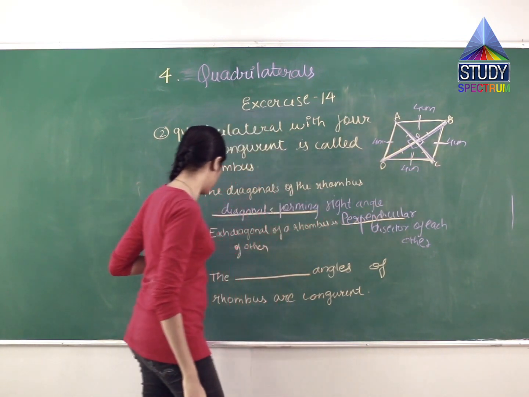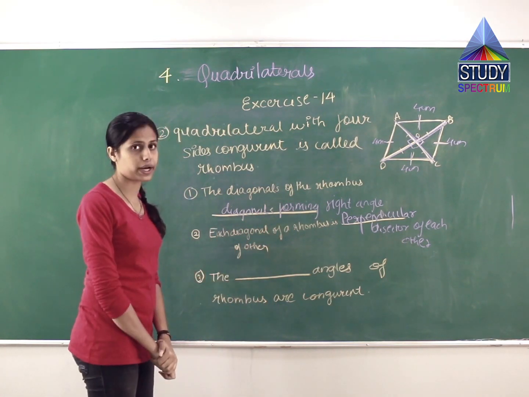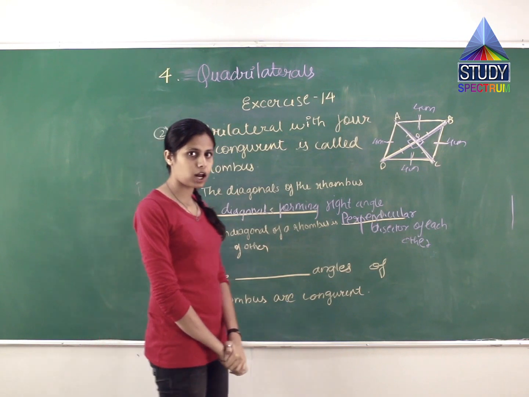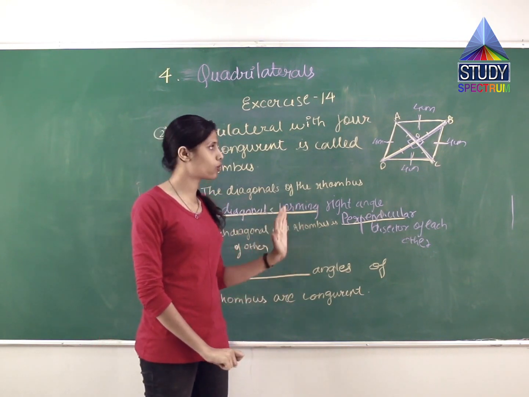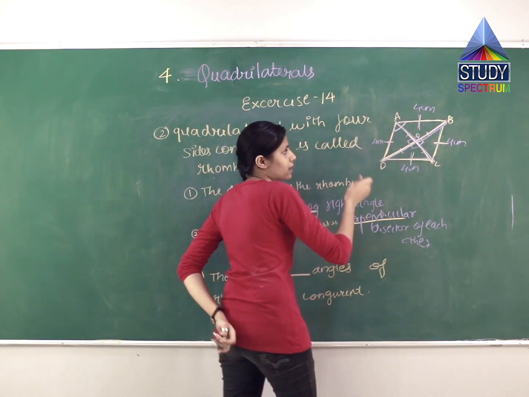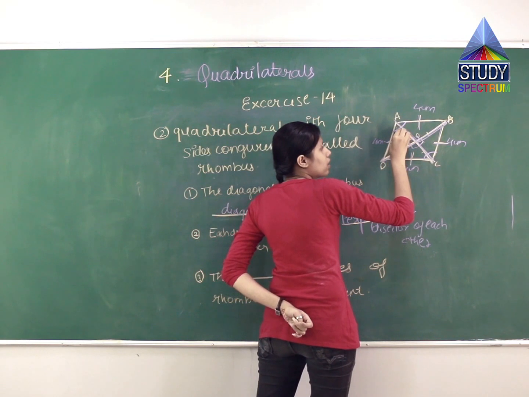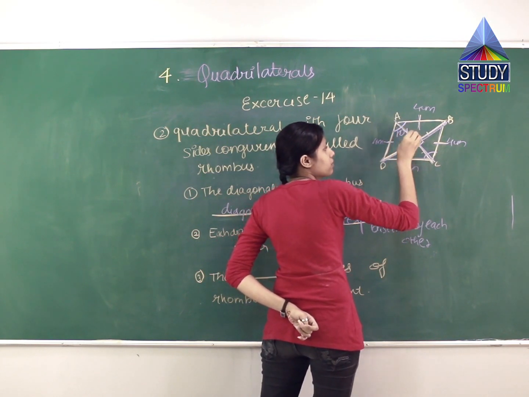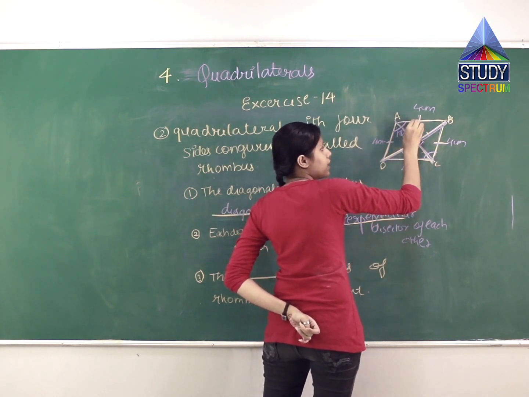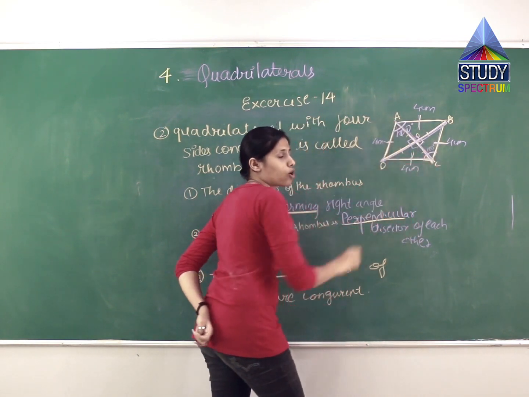And the third question, the dash angles of the rhombus are congruent. As I already told you in the parallelogram, all these features are there in all quadrilaterals, which says that the opposite angles are congruent. Means if A is about 110 degrees, then C also has to be 110 degrees because they are congruent to each other.